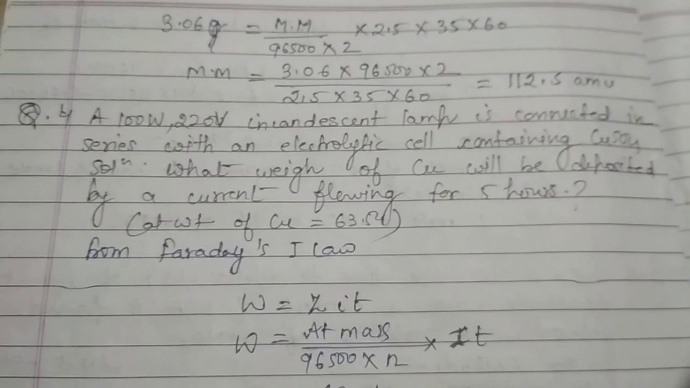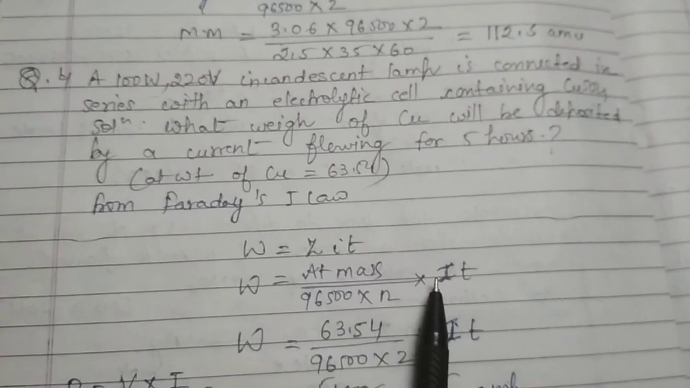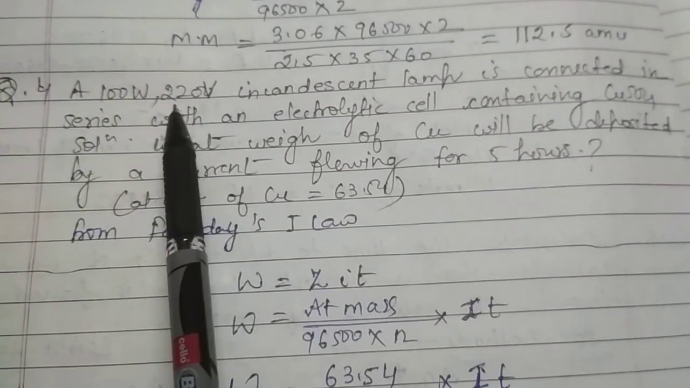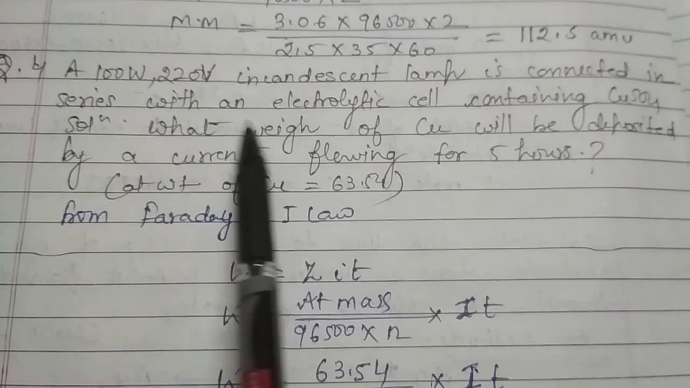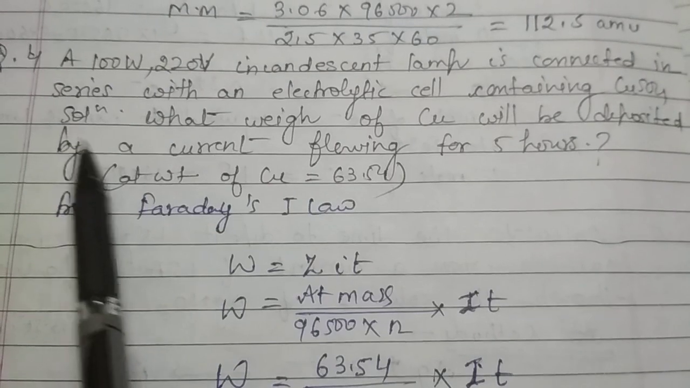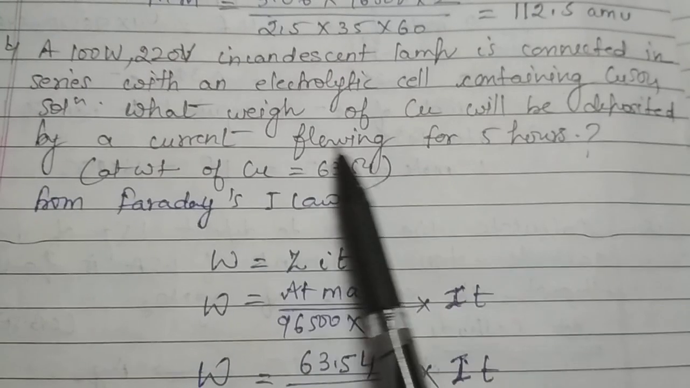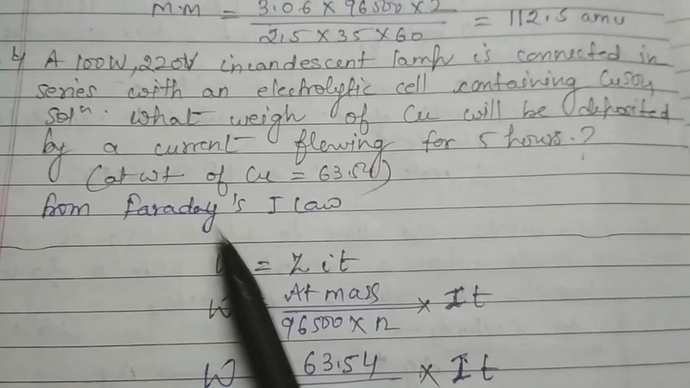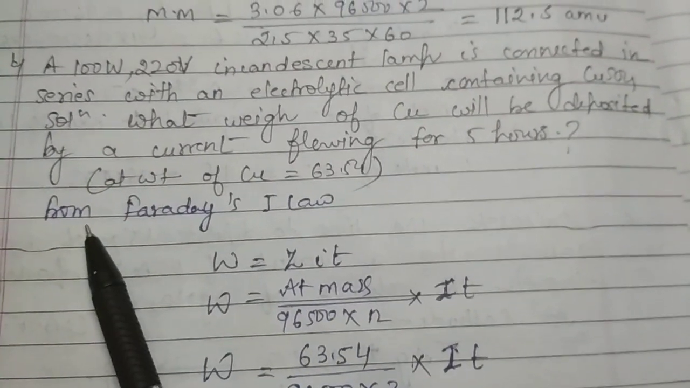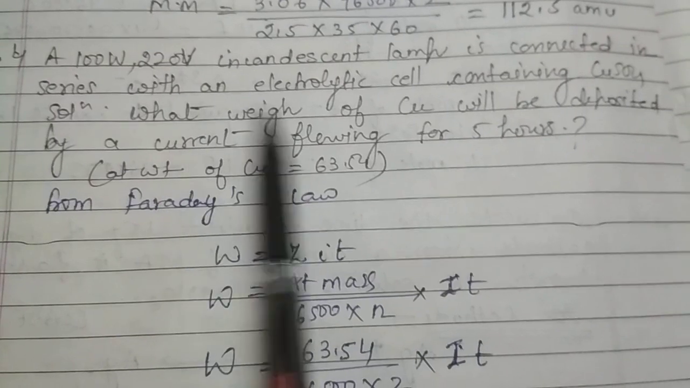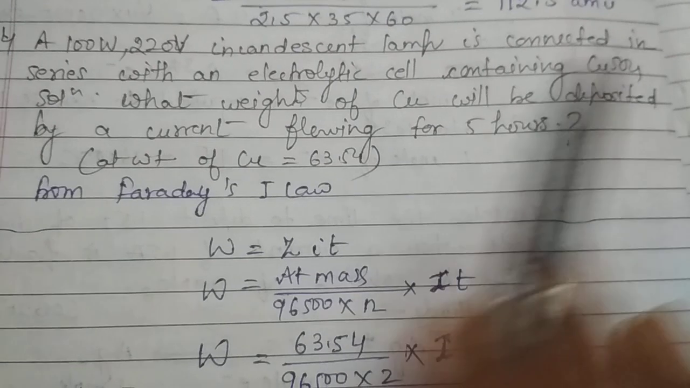Now let's see. The questions are very simple. You can directly calculate by putting the formula only. So the next question is: a 100 watt, 220 volt incandescent lamp is connected in series with an electrolytic cell containing copper sulfate solution. What weight of copper will be deposited by a current flowing for 5 hours? Now you have been given the power and the voltage in place of current here. And what you have to calculate? Again you have to calculate the weight. It is the weight of copper deposited here.